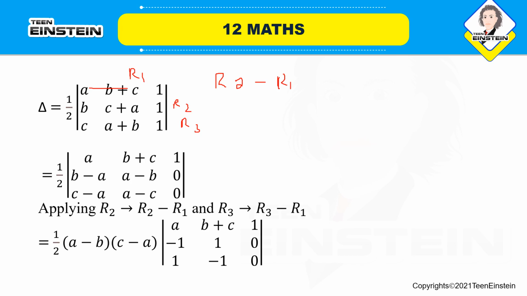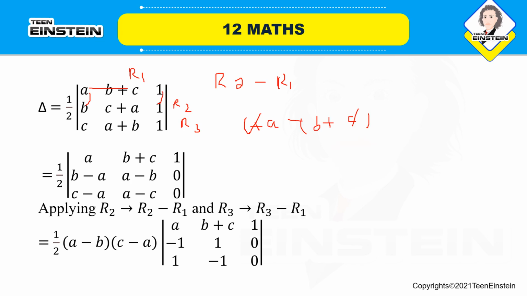So what you are getting is B minus A. Okay. The first element in R2 is B. The first element in R1 is A. So subtract the element A from B. So you are getting B minus A. Similarly, C plus A minus of B plus C. That gives plus C minus C will get cancelled, A minus B. Then 1 minus 1, 0.